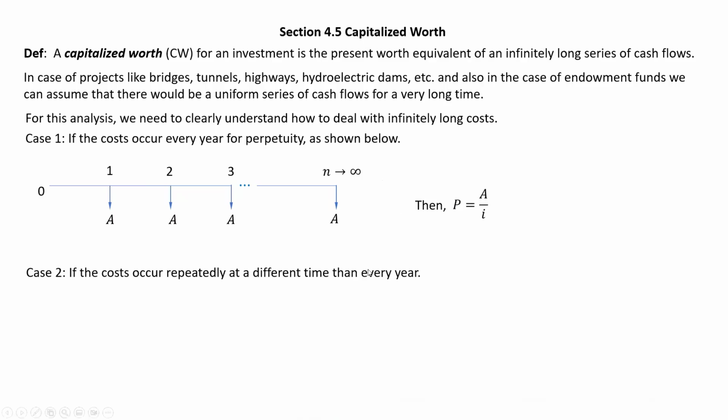Then, what if the costs occur repeatedly at a different time than every year? Here, all these costs are occurring exactly at t equals 1, 2, 3, 4, and so on. But sometimes what happens is something like a maintenance would be every 5 years, right? So every 10 years, something like that. And you have to incur that cost every 5 years, every 10 years, and so on. So how do we handle a situation like that?